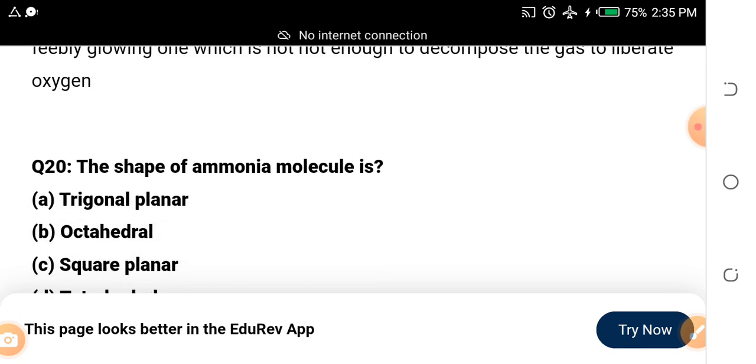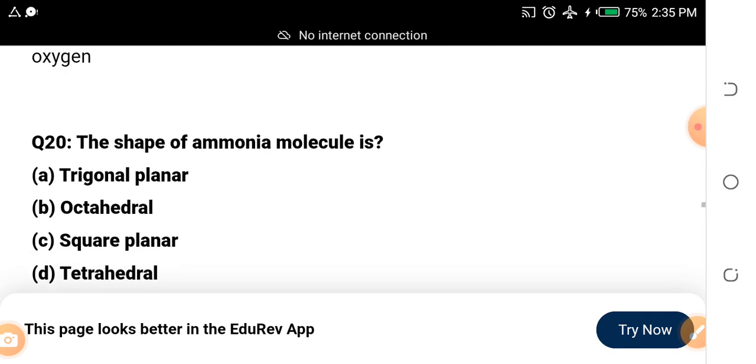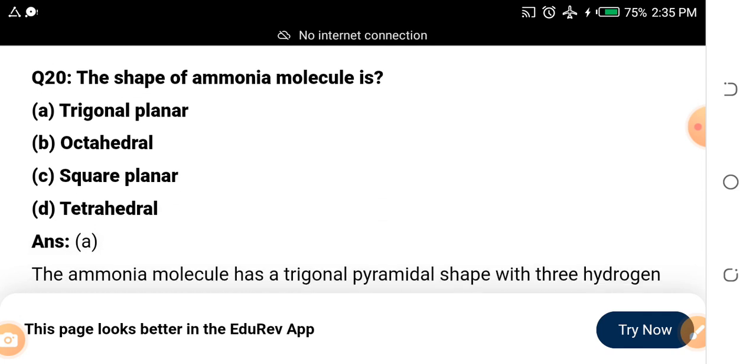Number 20. The shape of ammonia molecule is dash. The shape, you know, now. A, trigonal planar. B, octahedral. C, square planar. D, tetrahedral. The answer, the ammonia molecule is trigonal planar.